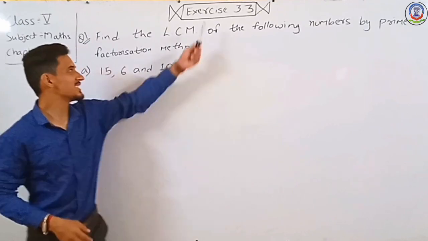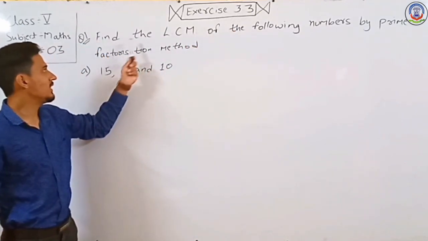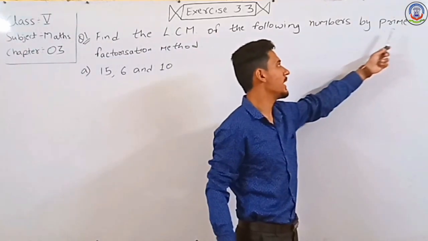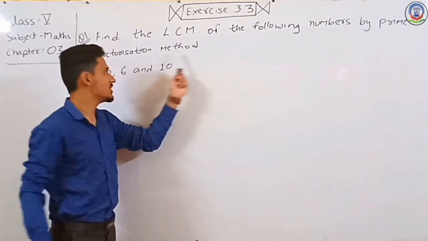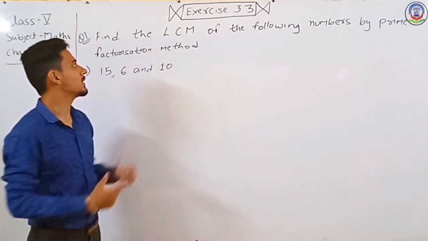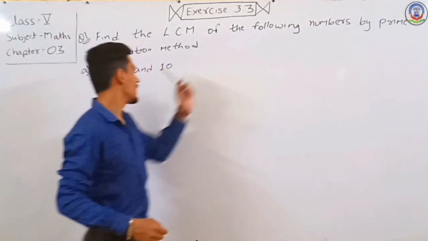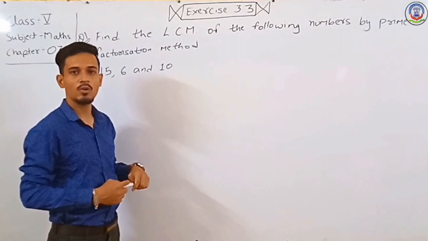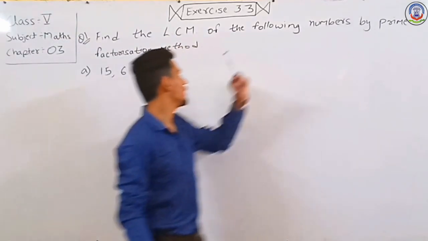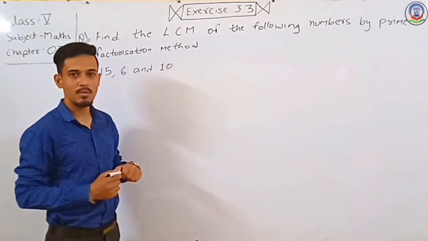Now, exercise 3.3, question number 1. Find the LCM of the following numbers by prime factorization method. इसमें हमें क्या करना है? Find LCM, मतलब LCM हमें find करना है of the following numbers, मतलब जिस numbers दिए गए हैं उनका LCM हमें find करना है by prime factorization method. कौन से मेथड से? Prime factorization method.